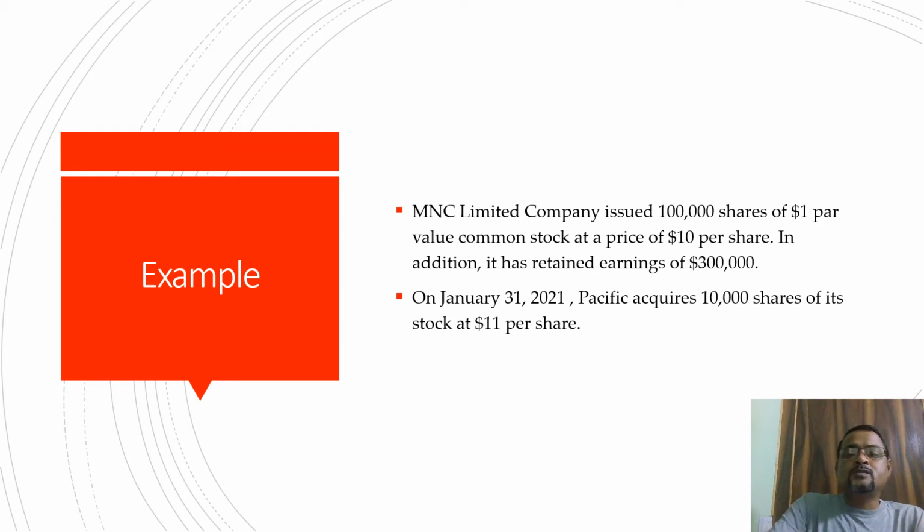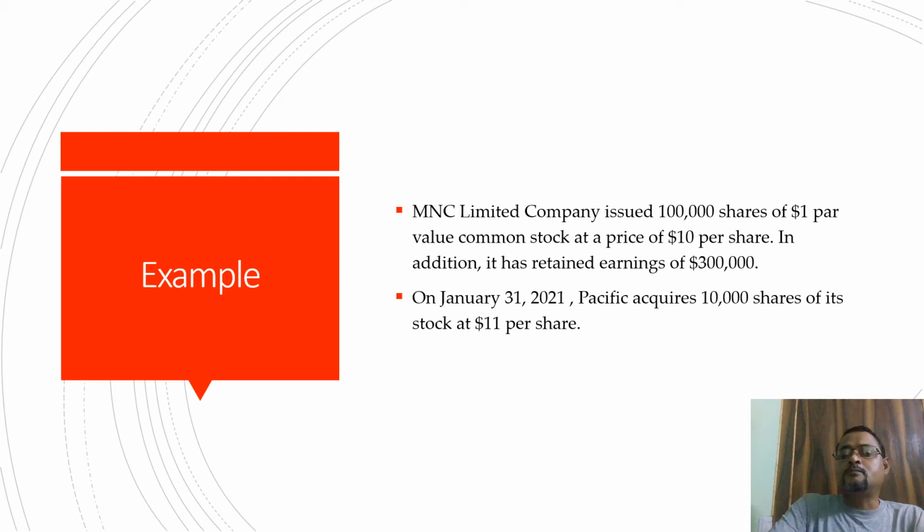In this first example, we will see that MNC Limited has issued 1,100,000 shares of 1 par at a price of 10, which means there is a security premium of 9 per share. On a particular date, the company's retained earnings are $300,000.